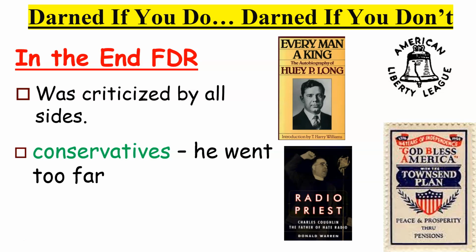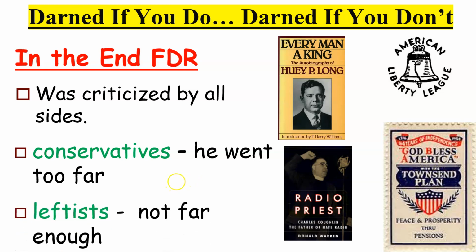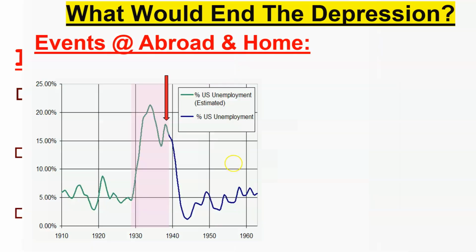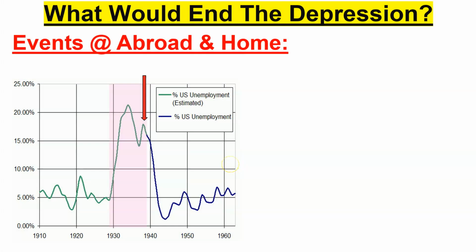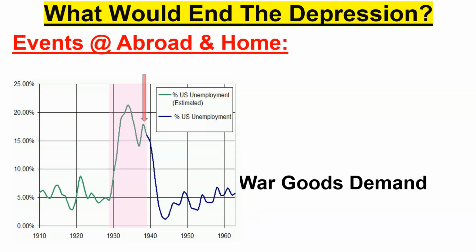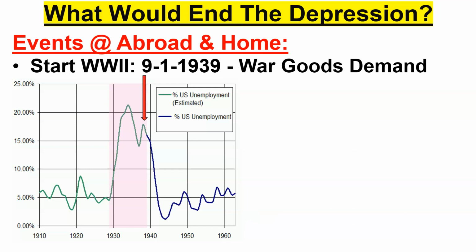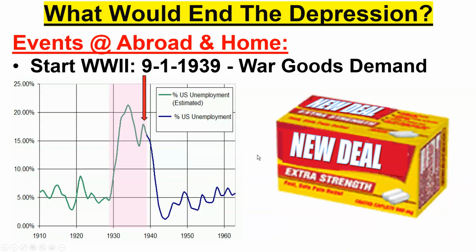All right. In the end, he's criticized by everybody on both sides. Conservatives say he went too far. The left said he didn't go far enough. Really, though, what gets us out of the Depression is this thing overseas called World War II. That's when unemployment starts to drop, and it's right about here that we gradually start supplying resources and war materials to the Allies who are trying to fight off Adolf Hitler. The New Deal was basically Tylenol, pain relief, didn't help with the recovery really, but World War II does.